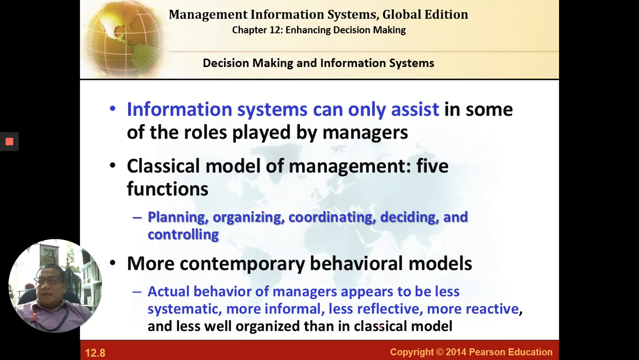Whether you realize it or not, an information system can only assist managers to make decisions. It does not actually influence the overall decision, but it gives tips, information and trends so that decisions can be made by managers. Of course, managers' functions include planning, organizing the activity, coordinating the activity, and making decisions.